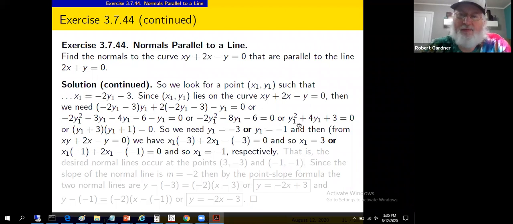So they gave us nice numbers, it turns out. We can factor that into (y1 plus 3) times (y1 plus 1) equals 0. So we need either this term to be 0, that is we need y1 to be negative 3, or this term to be 0, that is we need y1 to be negative 1. Now that we know two possible values for y1, we need to find the corresponding values for x1. It looks like there'll be two such points in answer to the question.